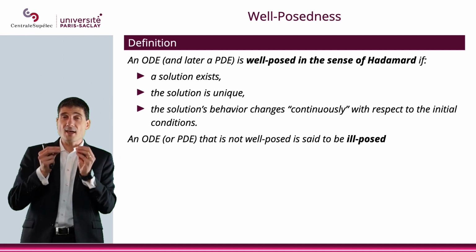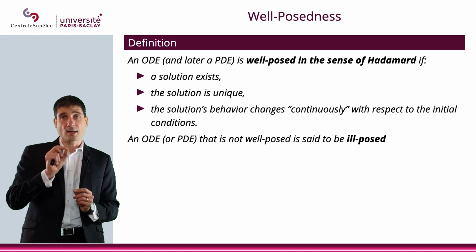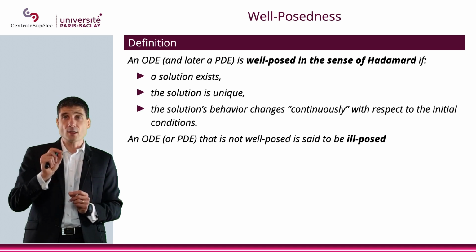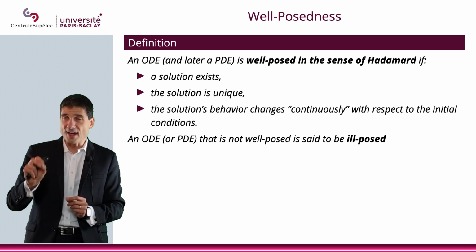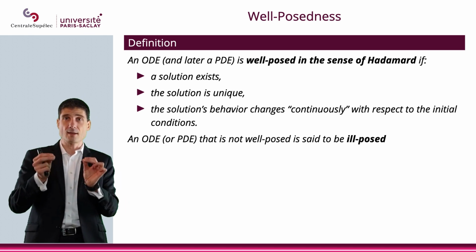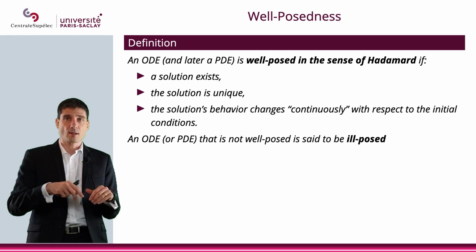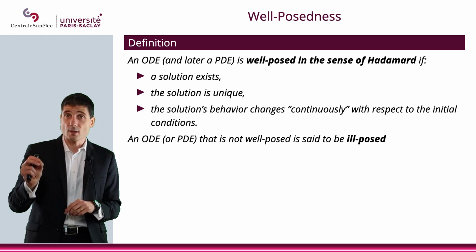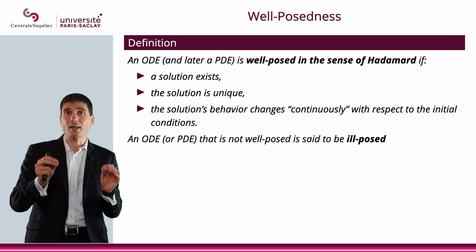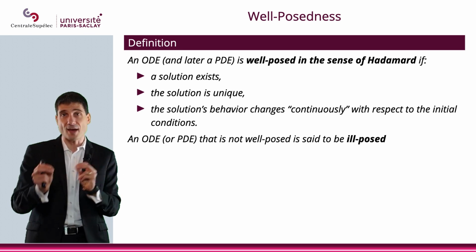In other words, if instead of having y of t naught equals y naught, I have y of t naught equals y naught plus something small, then the solution will be close to the solution I had with y naught. So if I have a small perturbation of my initial condition, the solution will be close to the solution that I would have without the perturbation.